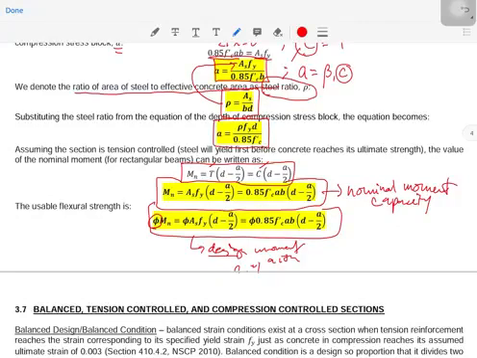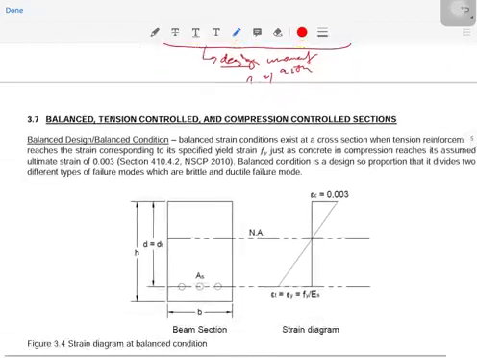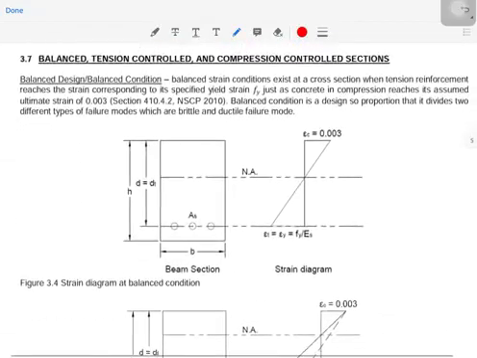Phi Mn is equal to, just simply multiply phi as well to your As times fy times d minus a over 2, and also to your phi times 0.85 f'c ab times d minus a over 2. Okay, so those are the formulas. Now let's proceed to the balance, tension control, and compression control sections.